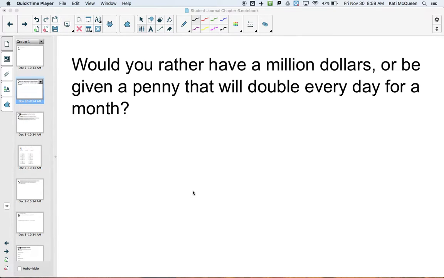All right, so we are looking at section 6.1, and this is going to be our question for today. You don't have to write this down, but I want you to think about it, and when I get back, we're going to talk about it. I'm going to see your opinions here.